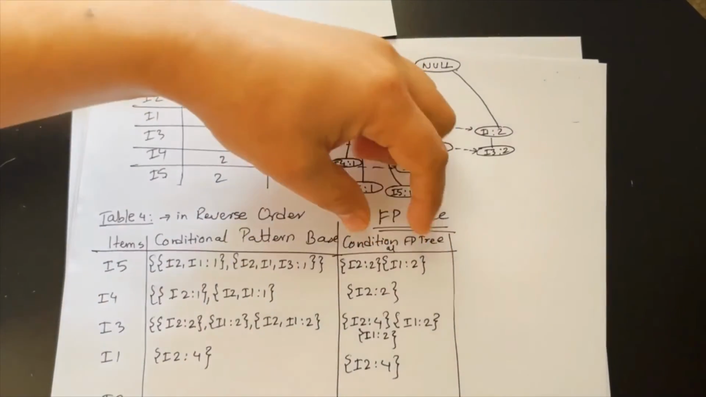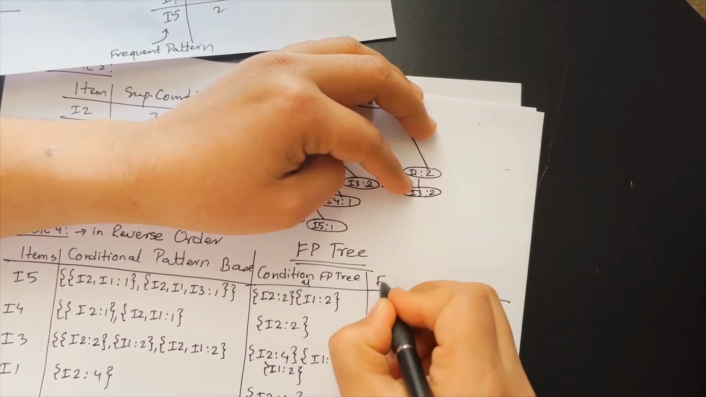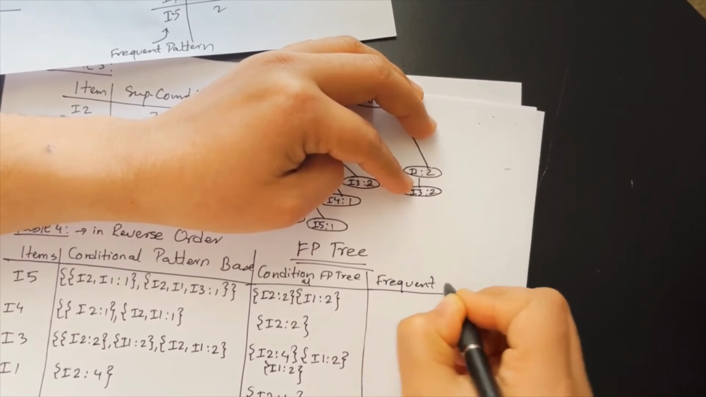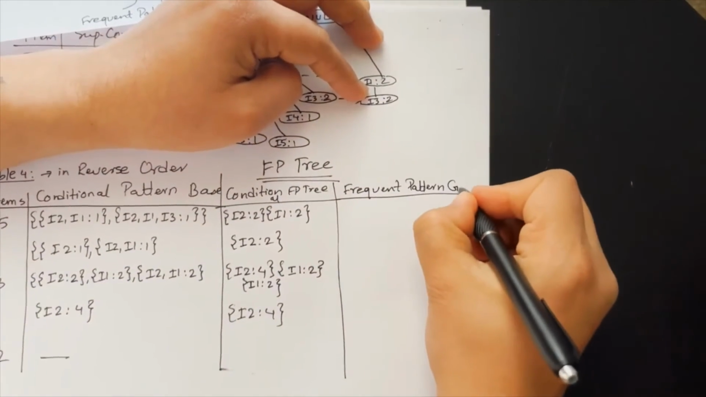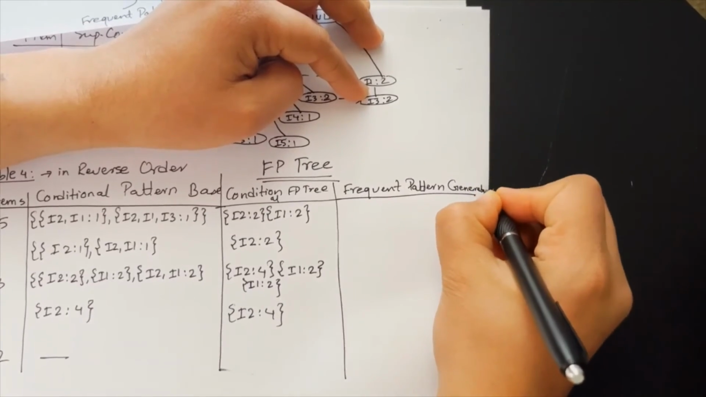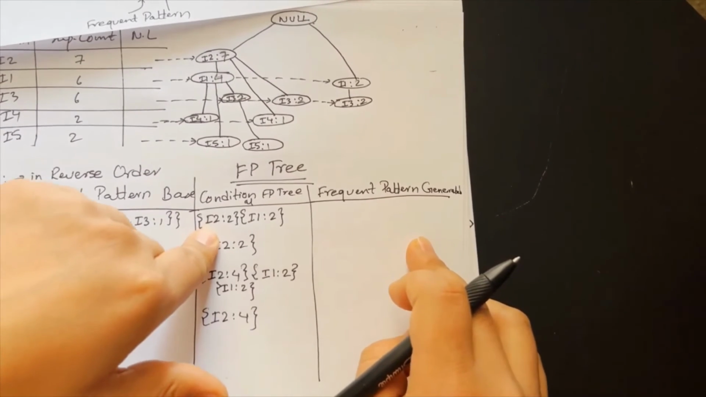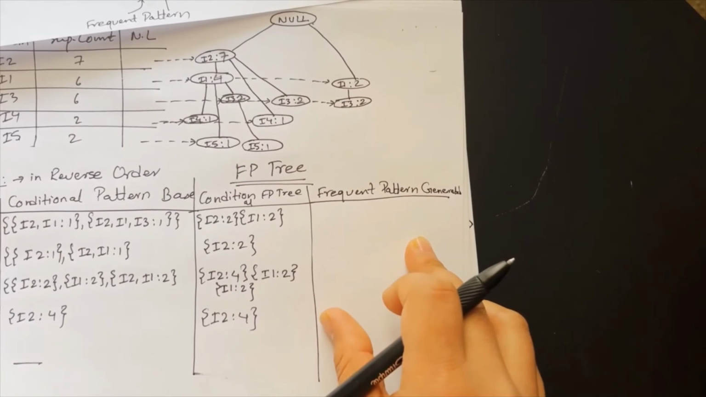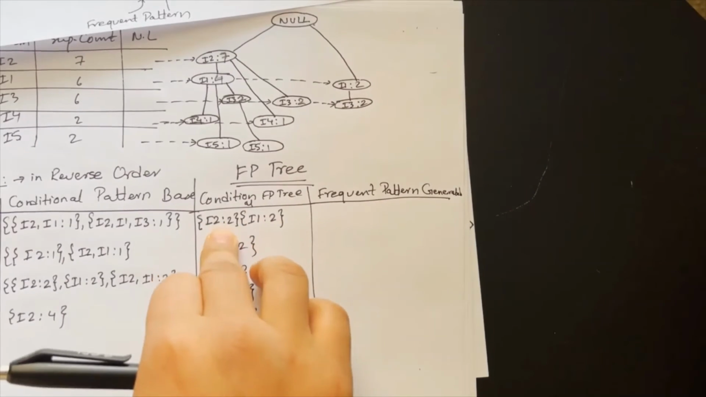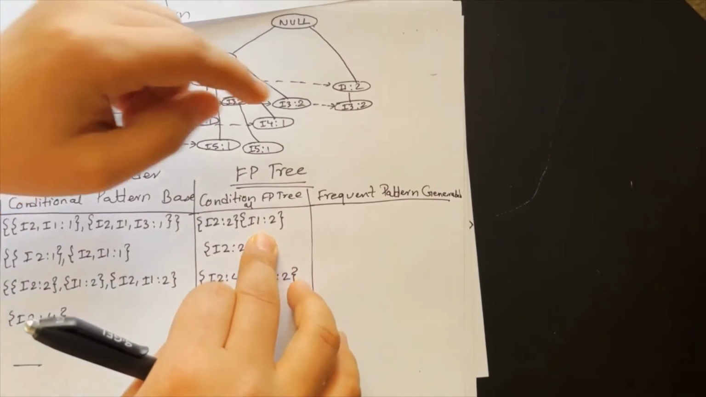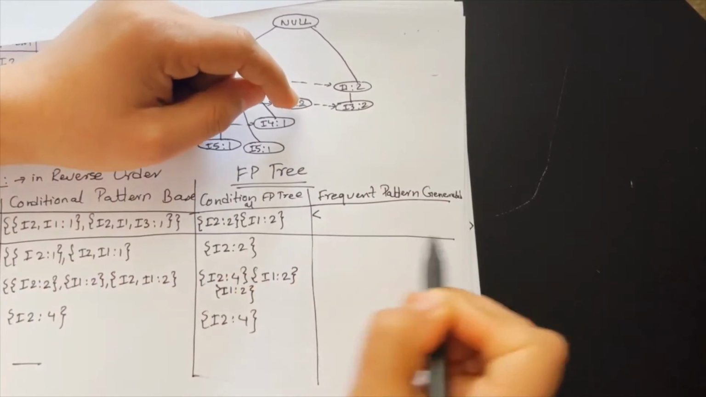Okay, now after we have done the conditional FP tree, what we have to do is find the FP generated. FP generated is the frequent pattern generated. This is the final step, frequent pattern generated. Now to find the frequent pattern generated, the frequent pattern is the link of the conditional FP tree with the item here, with the I5. Since I2 occurred twice and I1 occurred twice, so the link between I2 and I5 and I1 and I5. So the FP generated will be, just let me separate this one here.